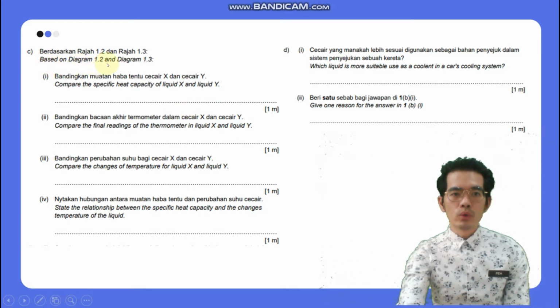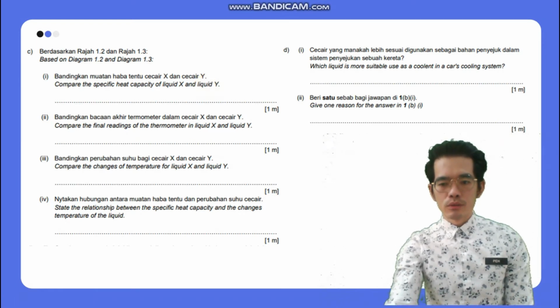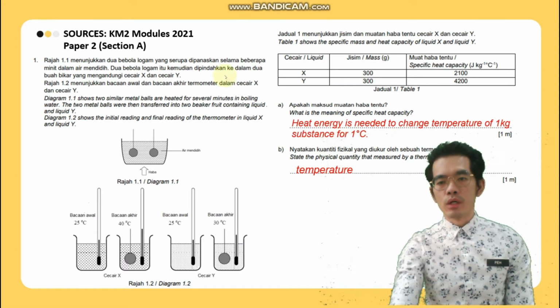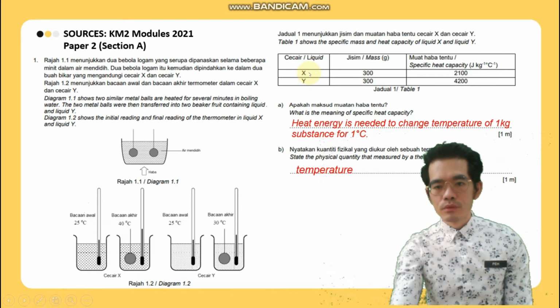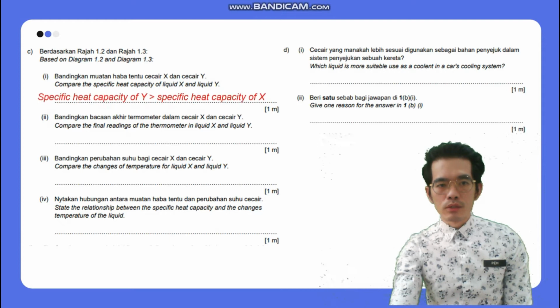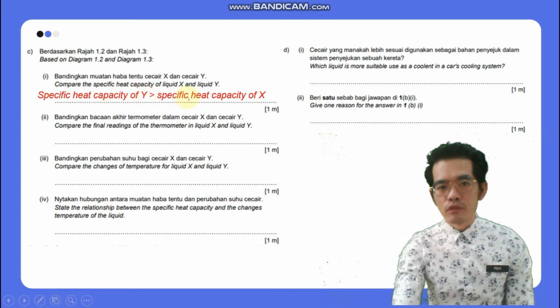Based on diagram 1.2 and 1.3, compare the specific heat capacity of liquid X and liquid Y. This is the first question for C, asking us to compare the specific heat capacity. We can look at the table. The table shows that the specific heat capacity of liquid Y is greater than X. So the answer for C1 is: specific heat capacity of Y is greater than specific heat capacity of X. You may use the greater than symbol.